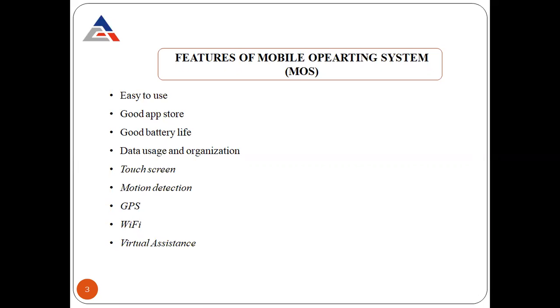GPS, a very important tool for today's life. To find the location from one area to another, GPS is a very important tool. Usually every mobile has this feature. Wi-Fi, no doubt, the internet is totally dependent on Wi-Fi for high speed. And virtual assistant: you can ask your mobile just by speaking to perform an action. No need to type. You use your voice, and the mobile will read your voice and perform the action according to it.